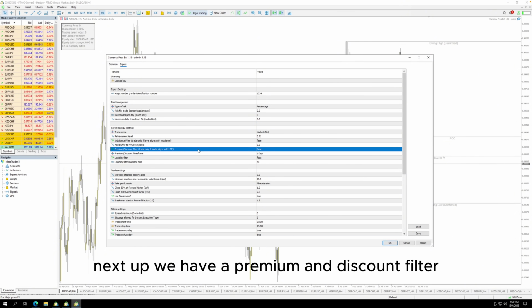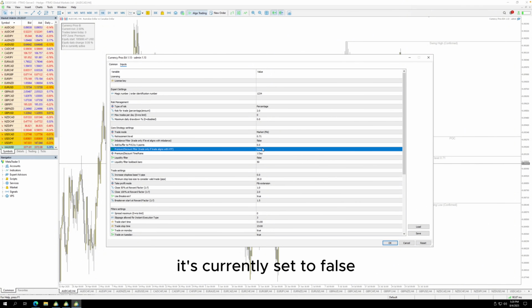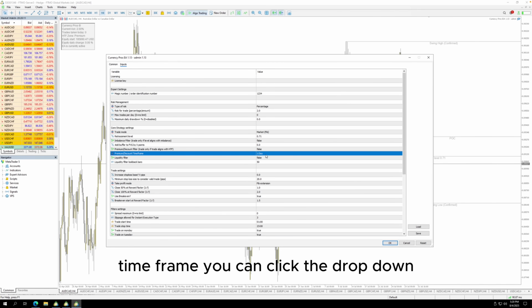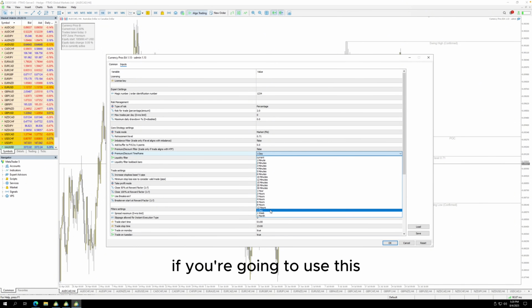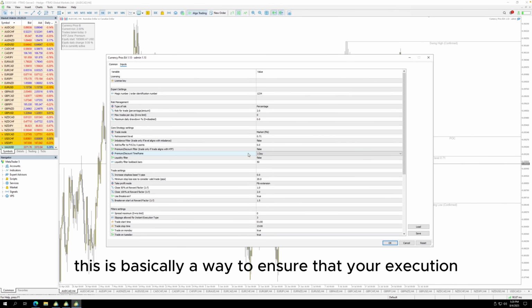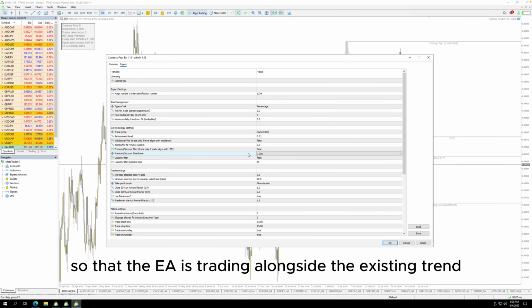Next up, we have a premium and discount filter. So it says trade only if the trade aligns with higher time frame. It's currently set to false, but if you set it to true and then go down to the premium and discount time frame, you can click the drop down and there's a lot of time frames to choose from. If you're going to use this, I would recommend setting it to the daily time frame. This is basically a way to ensure that your execution time frame is aligned with a higher time frame so that the EA is trading alongside the existing trend.